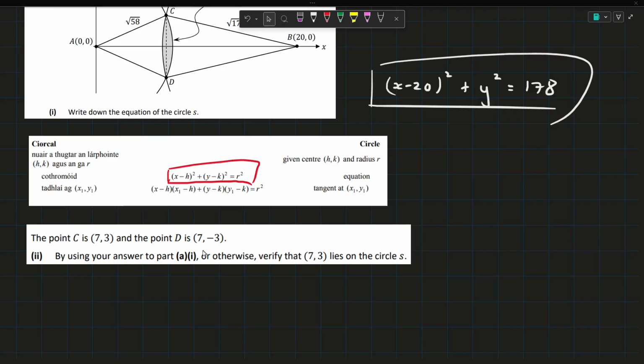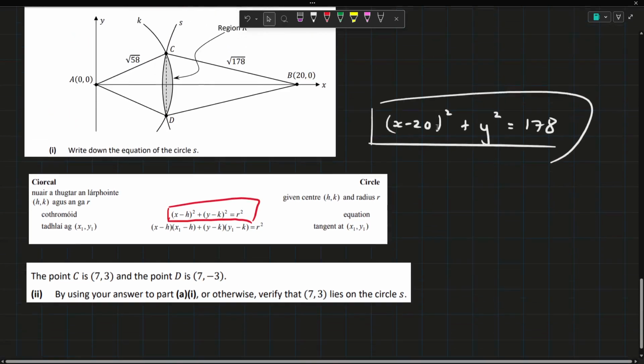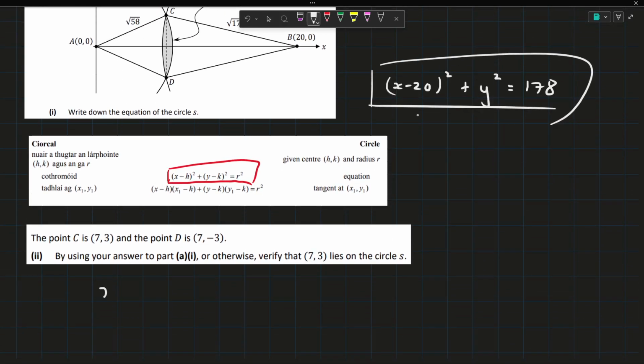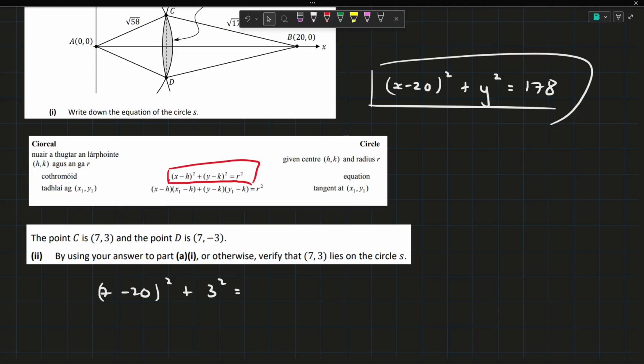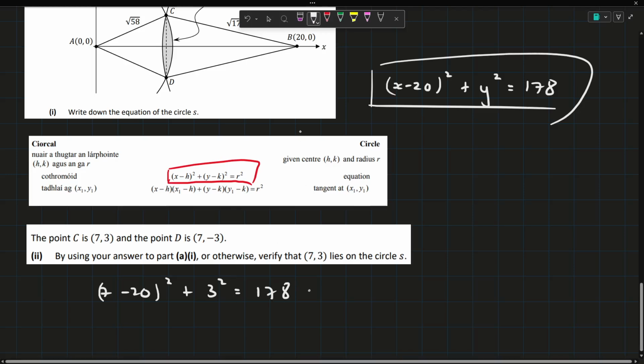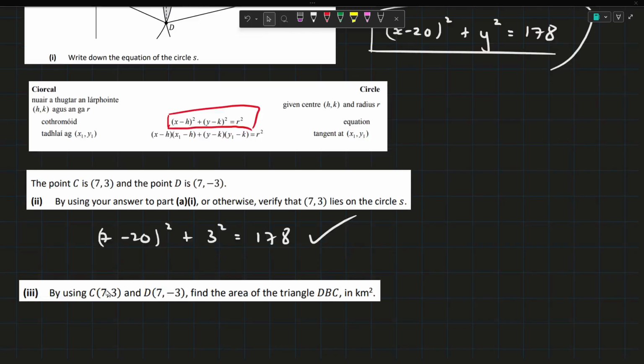Then we're told to verify that the point (7, 3) lies on circle S, so we can just sub in. So we'll have (7 minus 20) the whole thing squared, plus 3 squared, and calculate what that gives you in your calculator. When you put that into your calculator, you'll get 178, so you can give that a tick because that's equal to 178. So if this equation is true for the point (7, 3), it lies on the circle. Then we're told to use these points to find the area of the triangle DBC.